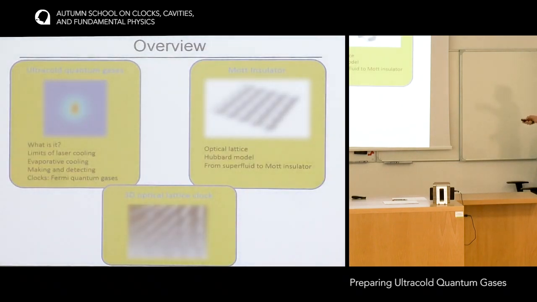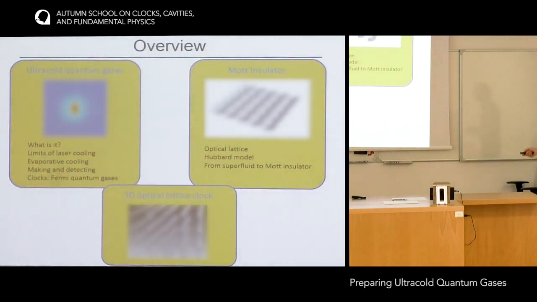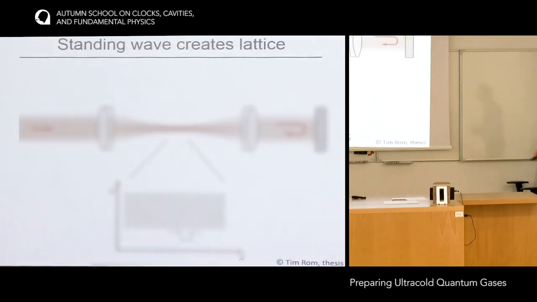Now we need to keep our atoms apart. In a BEC, the atoms are quite dense. You saw the mean field repulsion between them. That's clearly not good for precision measurements. So let's keep these atoms apart, and at the same time tightly confine them, which is nice to suppress Doppler shifts. So this means we make a Mott insulator, an optical lattice.